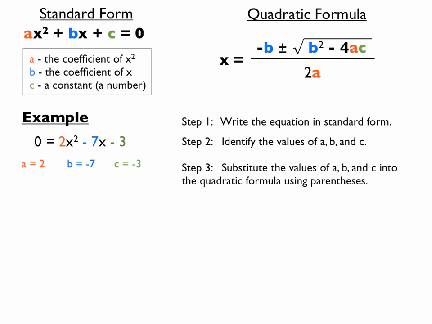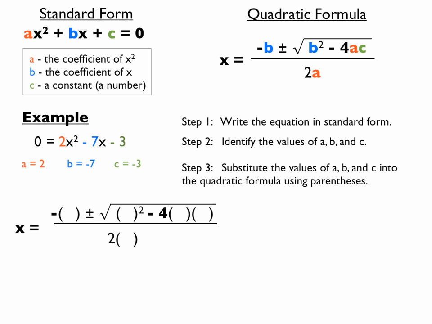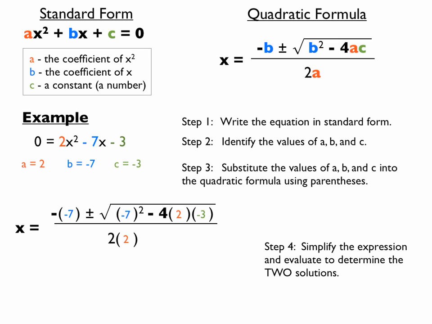Step 3 is to substitute these values into the quadratic formula using parentheses. So I'm going to rewrite the quadratic formula, replacing the variables with parentheses, and substitute the appropriate values. X equals negative b, which is -7, plus or minus the square root of b, -7 again, squared, minus 4 times a times c, all over 2 times the value of a. And finally, step 4 is to simplify the expression and evaluate to determine the two solutions.